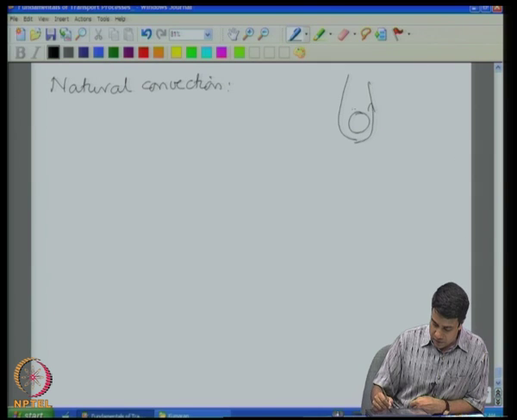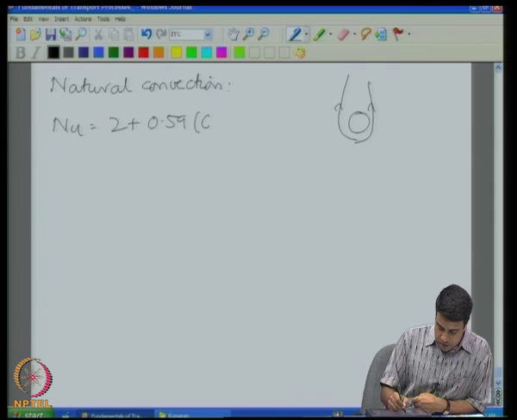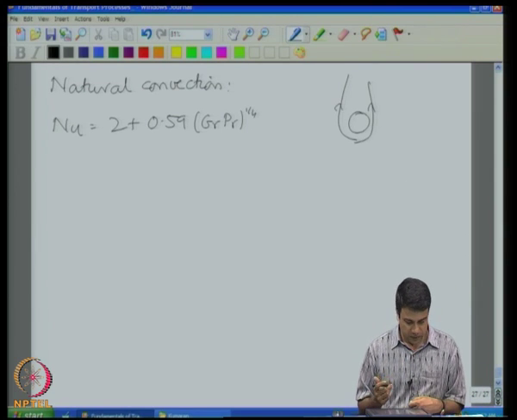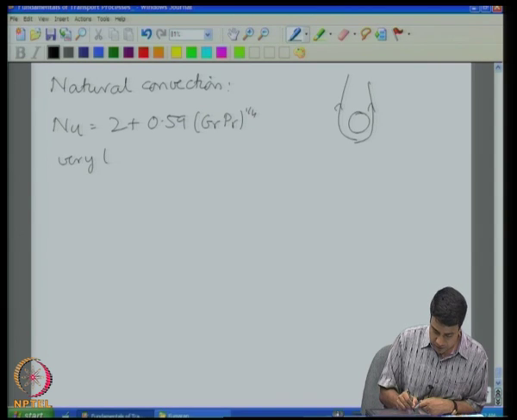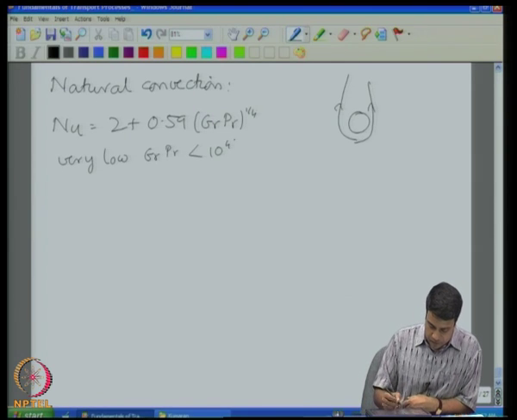So, for example, if you have a sphere in a large body of fluid around which there is natural convection going on, I will get Nusselt number equal to 2 plus 0.59 times (Grashof number times Prandtl number) to the power 1/4. This is for very low Gr times Pr, less than about 10 to the power 4 or so.